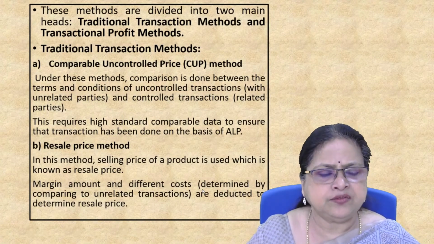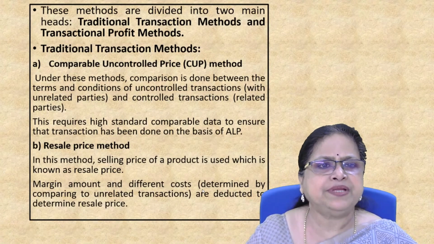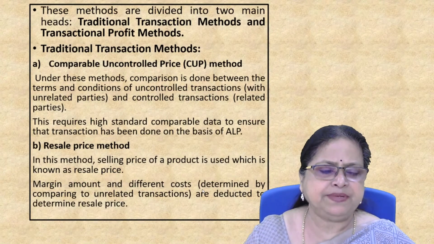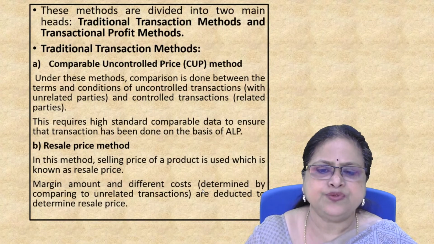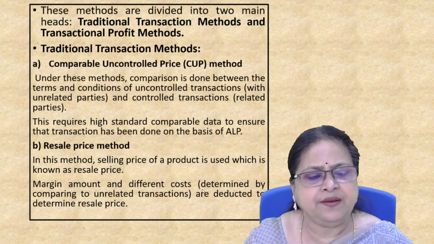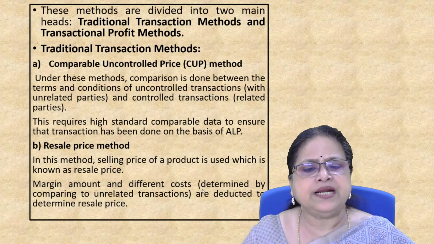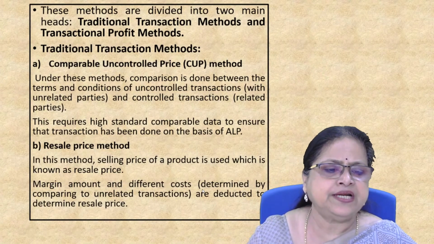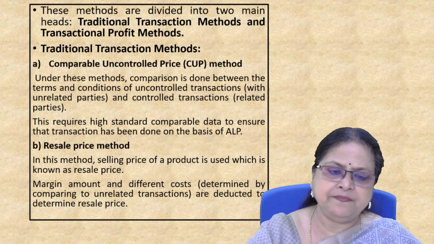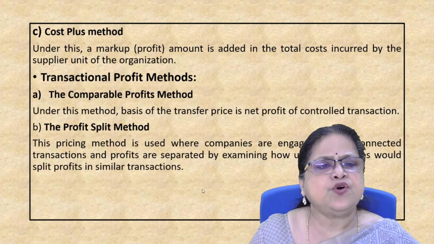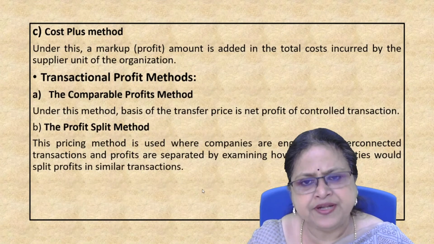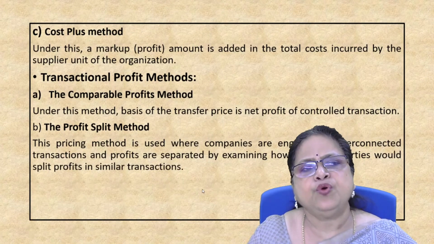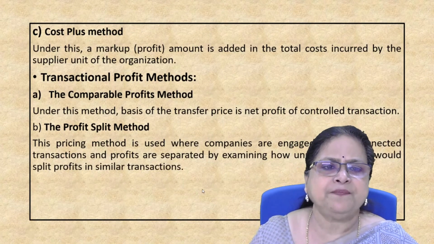Now, the second component of the traditional transaction method is the resale price method. In this method, the selling price of a product is used, which is known as the resale price. Margin amount and different costs are deducted to determine the price. Now, the last one, that is the cost plus method. Under this, a markup amount or profit amount is added to the total cost incurred by the supplier unit of the organization.